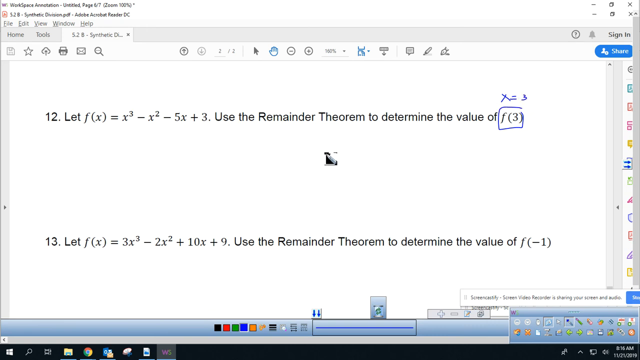So a long time ago, in Algebra 1, you probably came over here and were thinking, oh, I got to plug in 3 cubed minus 3 squared minus 5 times 3 plus 3. And that's correct. You can do that to find whatever that answer is. But you can also do synthetic division with the number 3.